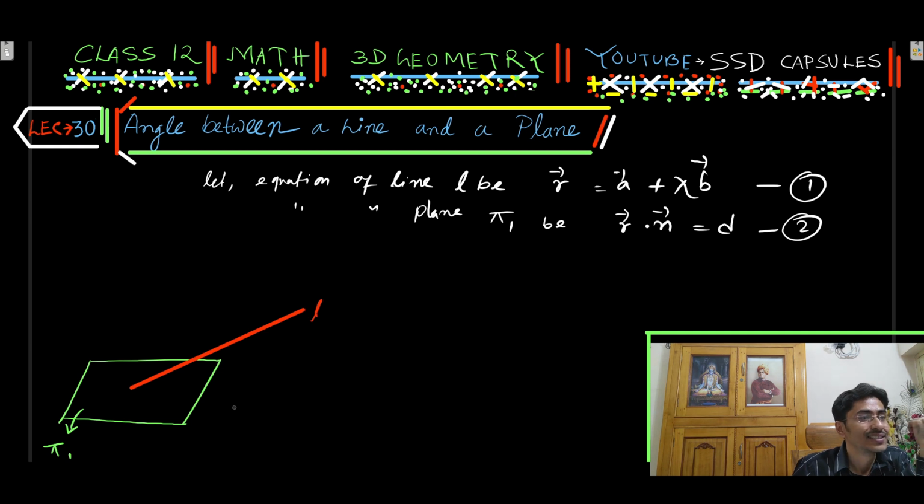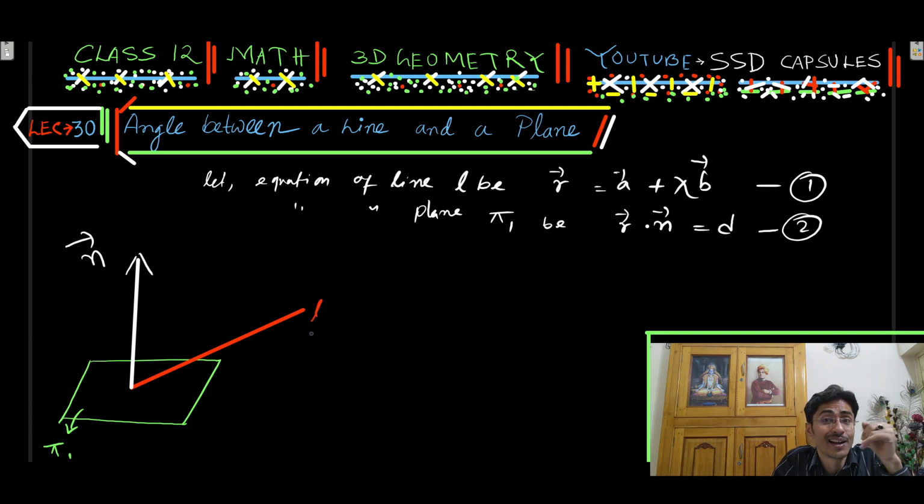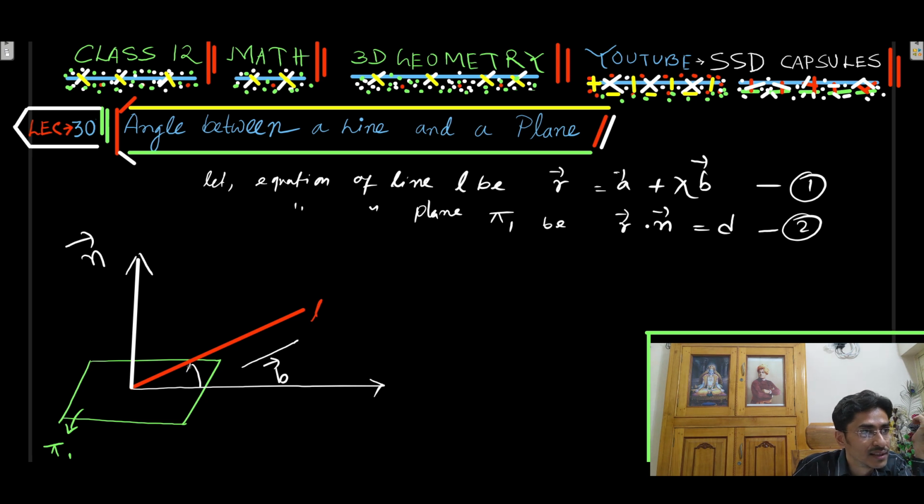So now, as this n vector must be perpendicular to this plane, this is the direction of n vector. Now this line L is parallel to b vector. Here I have drawn this b vector. Now we are going to find this much angle. Say this angle is phi. That is, phi is the angle between line L and the plane. Now in the diagram we have considered this much angle is theta. That is, theta is the angle between the normal and the line.